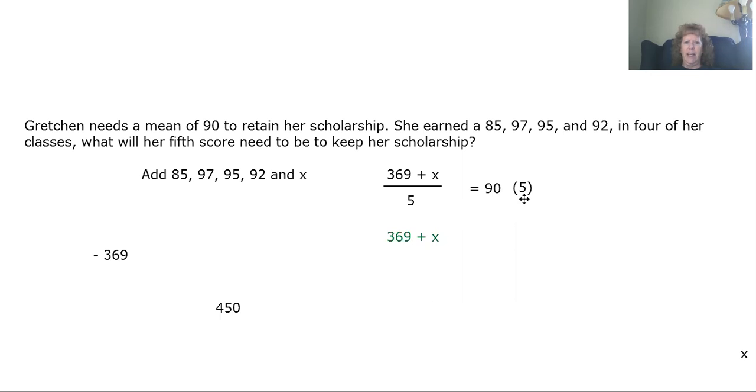And when we multiplied 90 times 5, we would have 369 plus x equals 450. So I just want to put an equal sign in at any point there. Okay. So then instead of adding 369, if we subtract 369, then x would equal 81.